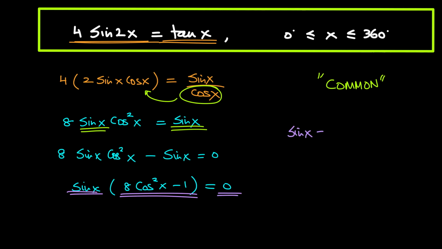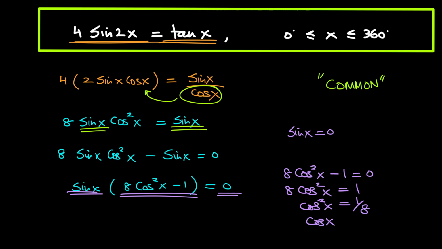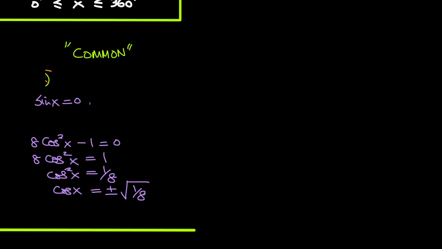Sine x equals to 0. Similarly, 8 cosine square x minus 1 equals to 0. 8 cosine square x equals to 1. Cosine square x equals to 1 over 8. Therefore, cosine x is square root of 1 over 8. Now we will proceed from here.